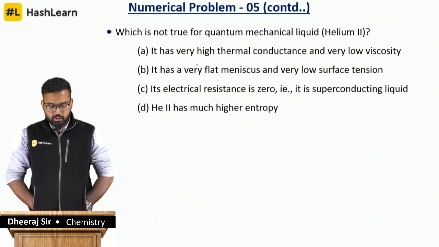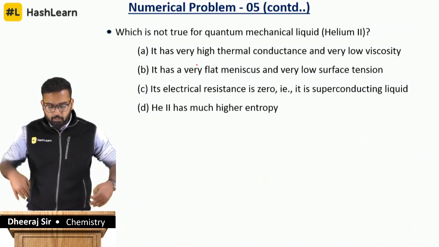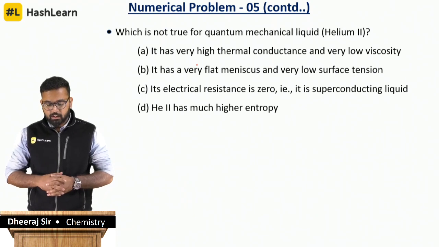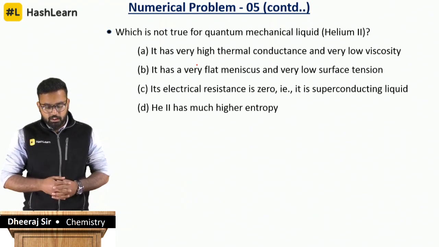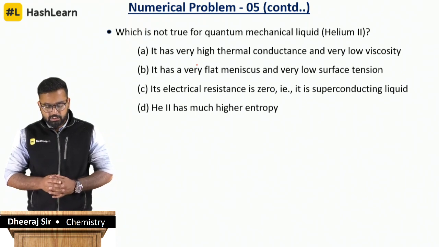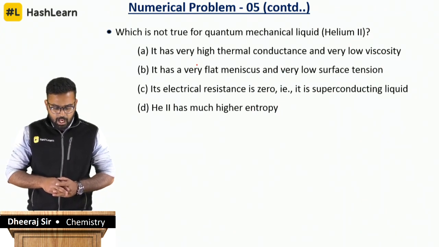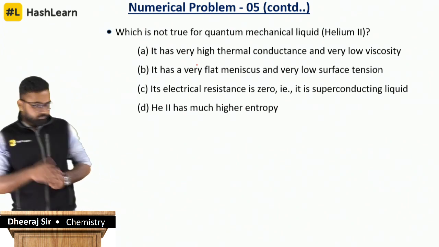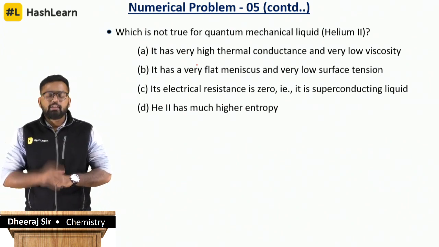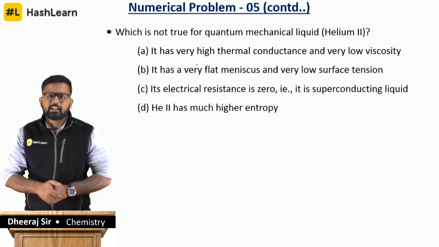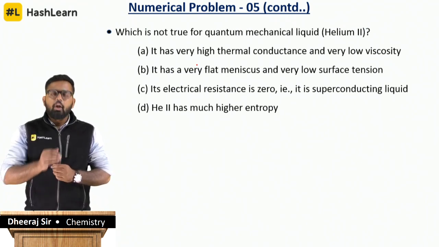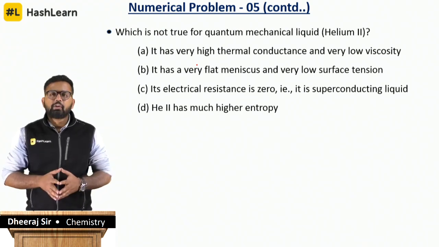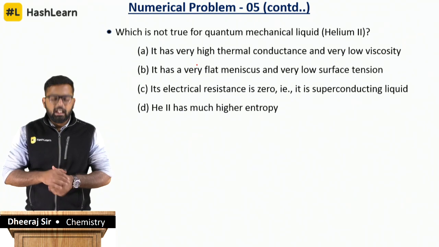So Yogesh says, I'm talking about quantum mechanical liquid, that's helium-2. It has very high thermal conductance, low viscosity, flat meniscus and very low surface tension. Its electrical resistance is 0. It is a superconducting liquid, and He-2 has as much entropy. We'll be looking at this question in tomorrow's class as well, because I want to cover a little conceptual data with respect to this particular question, wherein I'll give you a little idea about it and take it ahead in the next class of mine, which is tomorrow, guys.